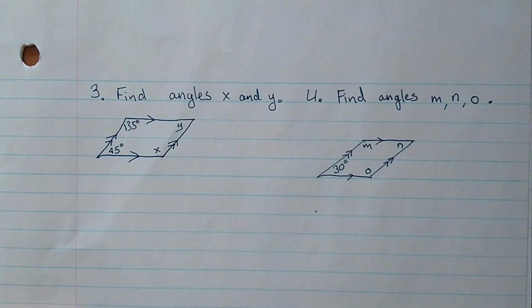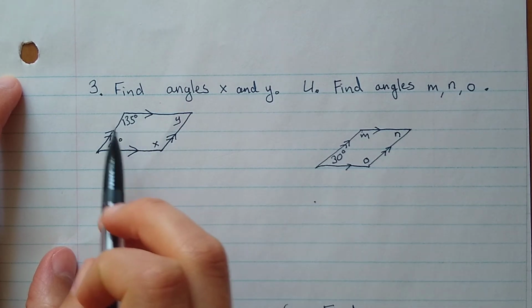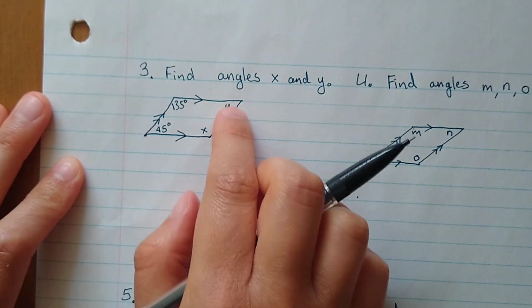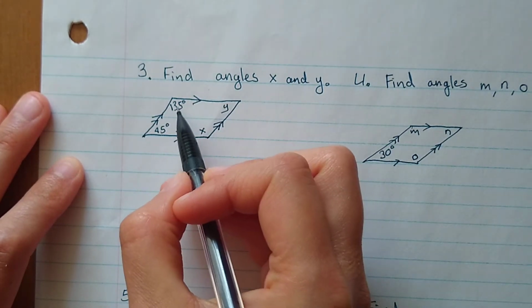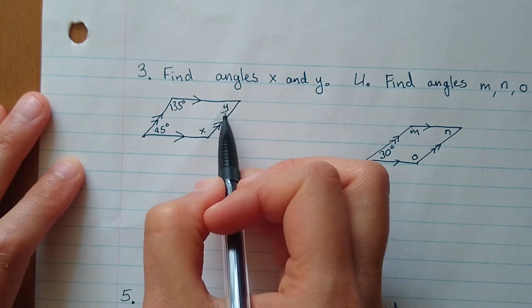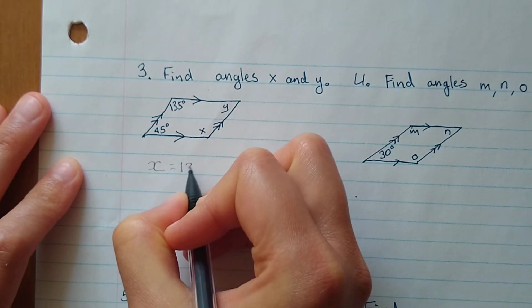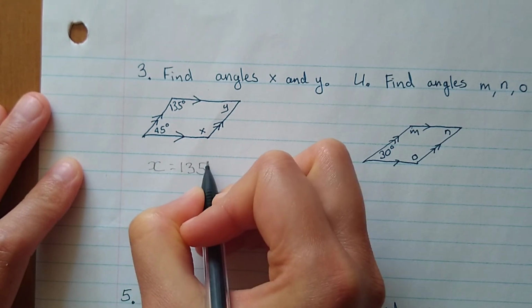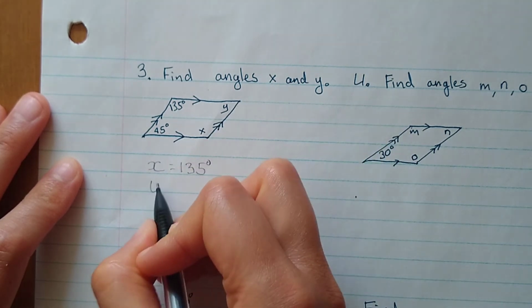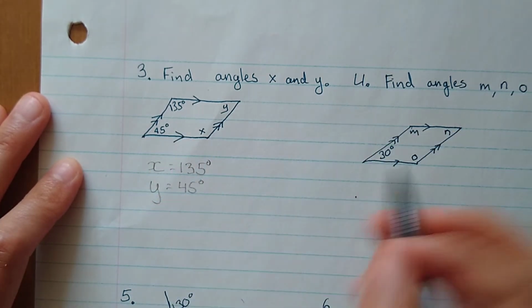When you have a parallelogram, so it's still a quadrilateral, which means that these all have to add up to 360, but these two sides are parallel and these two sides are parallel. Opposite angles are going to be equal. So these two are going to be the same, and these two are going to be the same. So X is going to equal 135, because the opposite angle is 135, and Y is going to equal 45 degrees, because the opposite angle is 45.